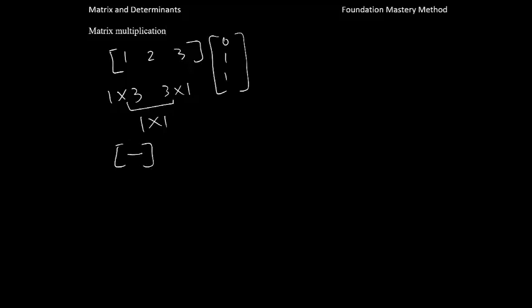So let's see how it is. We have only 1 row, 1 column here. So multiply this row with the column. You multiply 1 times 0 plus 2 times 1 plus 3 times 1 and done. So then you get only 1 entry, 5. So this is the matrix of order 1 by 1, 1 row, 1 column.